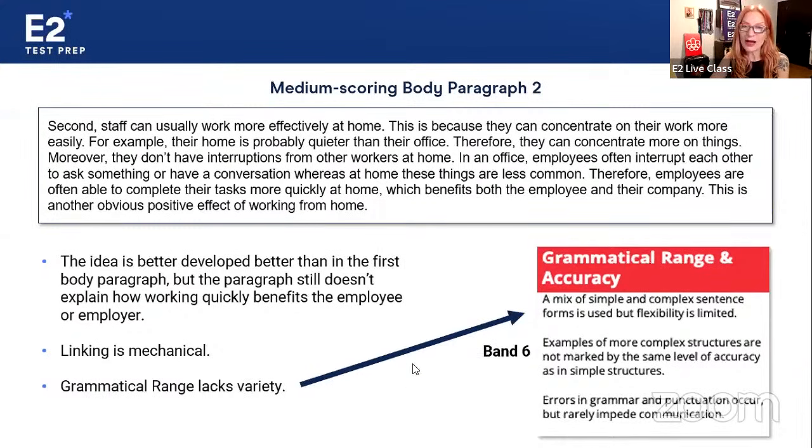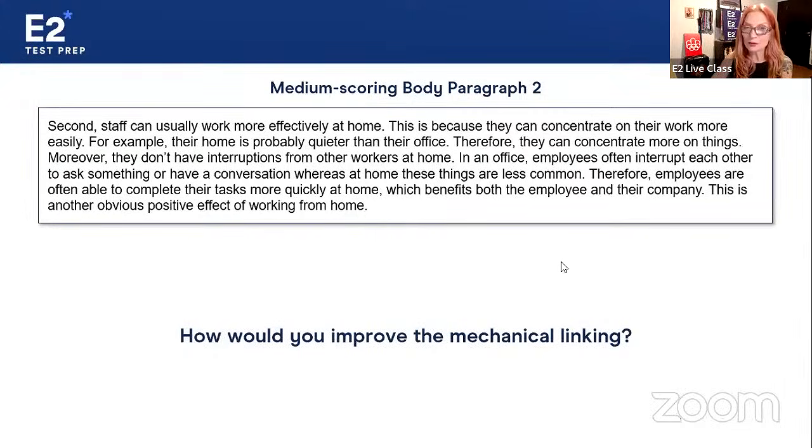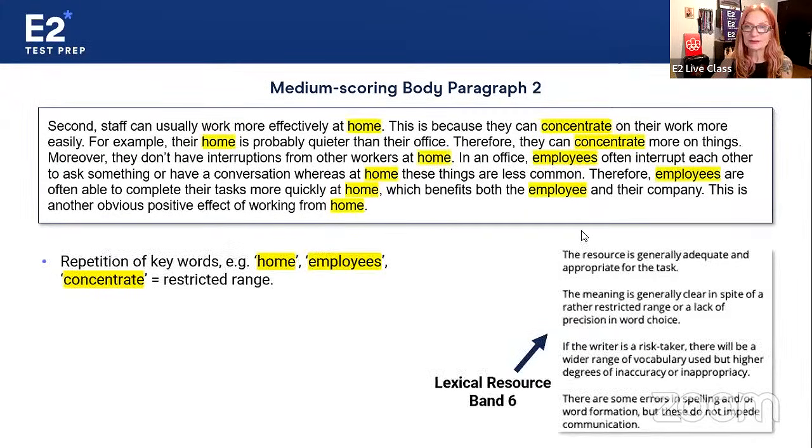So grammatical range in this sentence, it definitely lacks grammatical range. Therefore, repeated. So how could you improve the mechanical linking? Here we go. Definitely pronouns also. They are very helpful. So repetition of keywords, that's another problem here. It shows a restricted range of vocabulary.